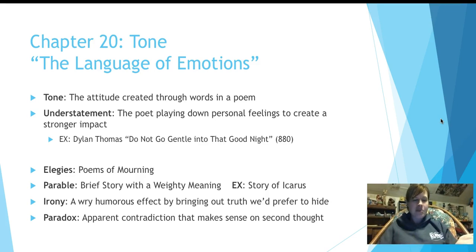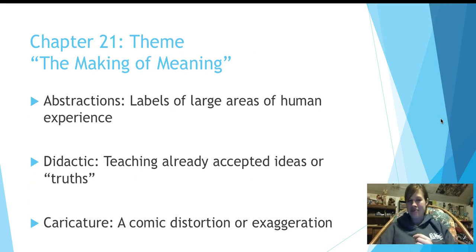Irony, again, our textbook decides to give us another definition for irony. I think it just can't make up its mind. Our textbook for poetry defines irony as a wry, humorous effect by bringing out truth we prefer to hide. And I don't like that definition, but that is what they've given us for poetry. And then paradox is an apparent contradiction that makes sense on the second thought. So it's one of those kind of too little, too late scenarios. Usually by the time you figure something out, it's already past, or you've already passed judgment on it. That would be a paradox.